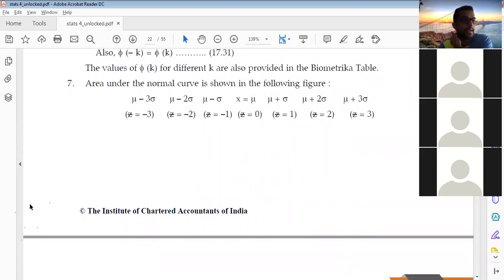Okay, next is students write the heading: area under the normal curve. Please write the heading because you have a lot of things to remember here. This is called area under the normal curve, not standard normal. Normal curve again.